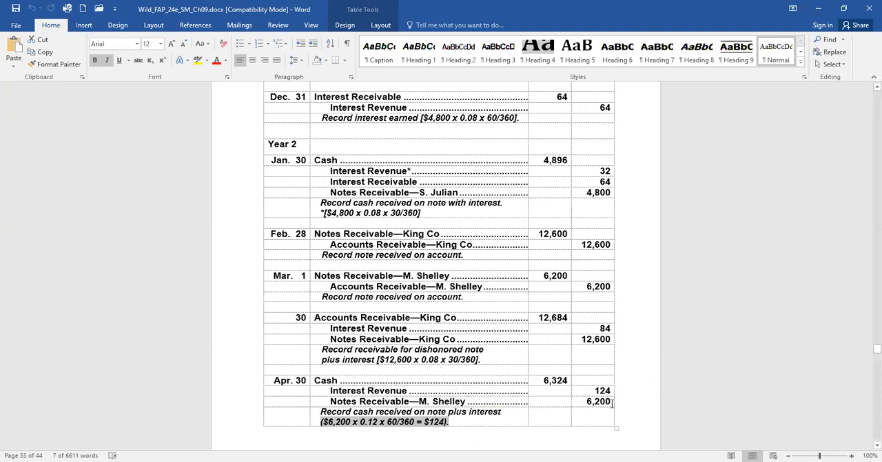Notes receivable is credited because it's finished. The time is up. And Shelley is paying the cash of $6,324, so we debit cash for the total.